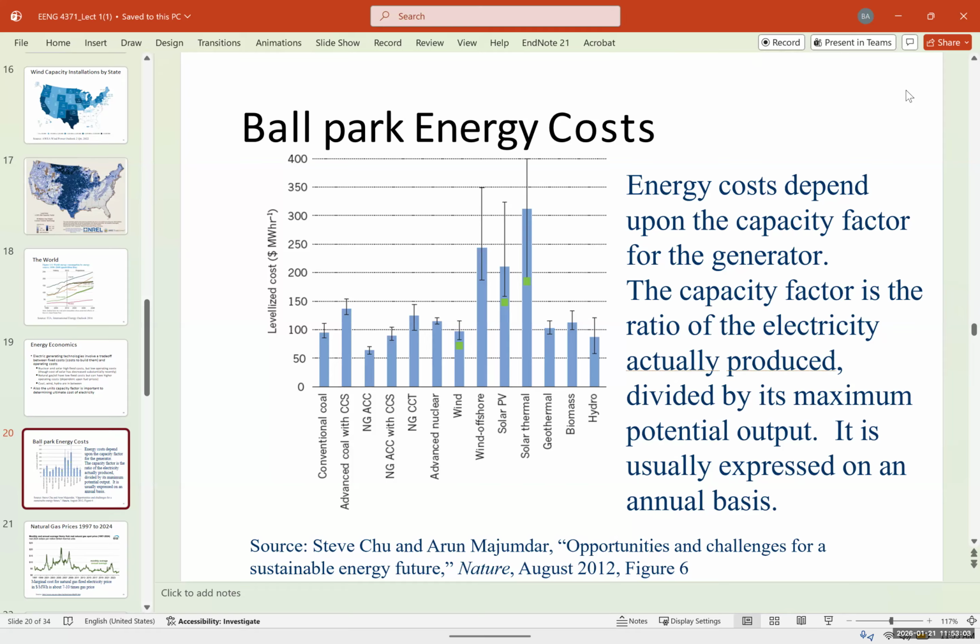For generation, the capacity factor is the ratio of the electricity actually produced divided by its maximum potential output. So for solar, we know that it doesn't work at night. So that cost is divided over like 8 hours. If you pay $1,000 for a solar panel, you can only use it for 8 hours. But if you pay $1,000 for a coal power plant, you can use it 24 hours. So this is the unit price after dividing that.